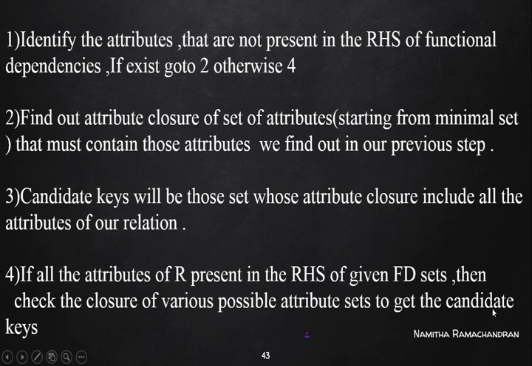How to check whether that set forms the candidate key? Move to step 3. That means if the closure of an attribute pair or an attribute set contains all the attributes of our relation, then that particular attribute set forms the candidate key. Okay, so this is the procedure for identifying all the possible candidate keys of a relation. This procedure becomes simple while considering some examples.